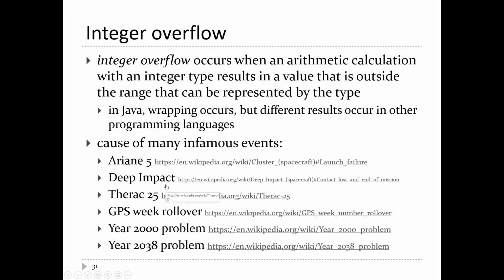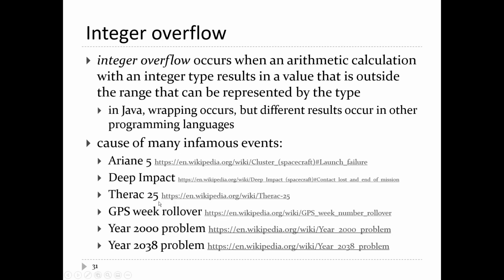Deep Impact, it's a satellite that was sent out, I believe, to crash into an asteroid. It also had an integer overflow bug that ended up causing contact to be lost with the satellite and the mission to terminate in failure. So again, another many millions of dollar failure.